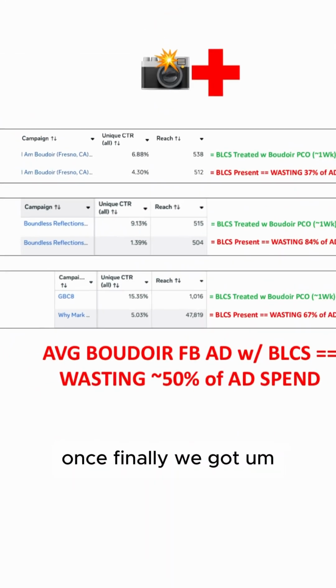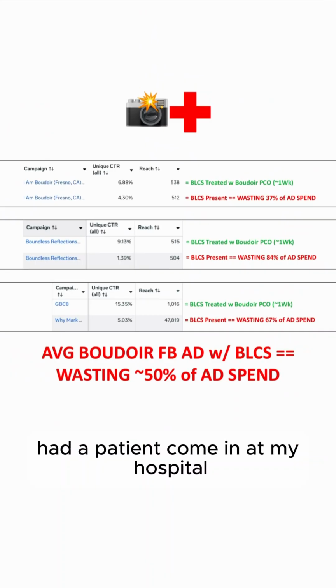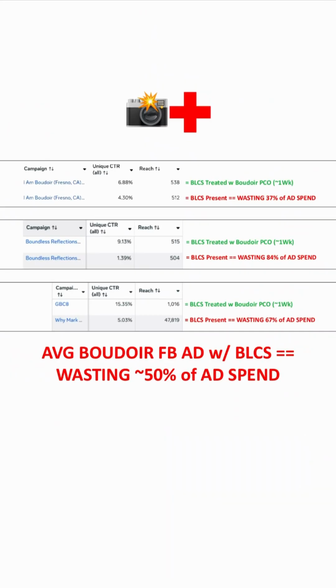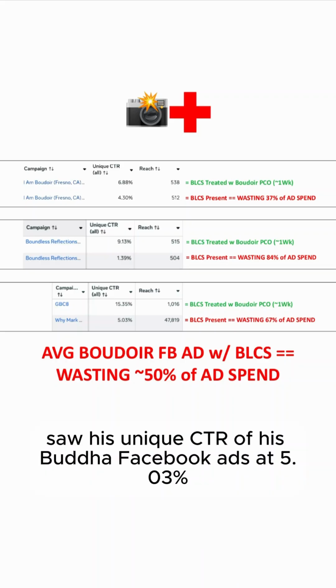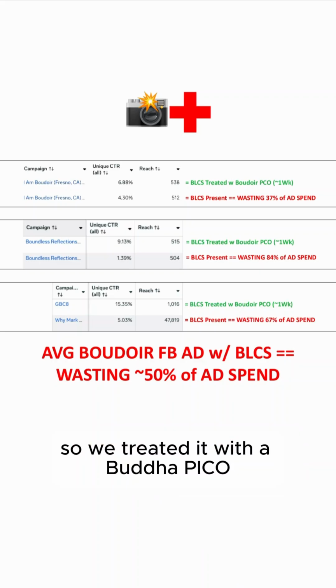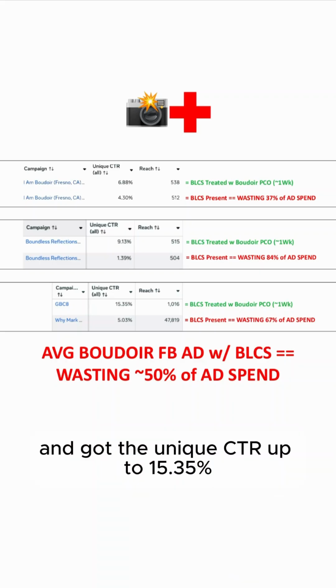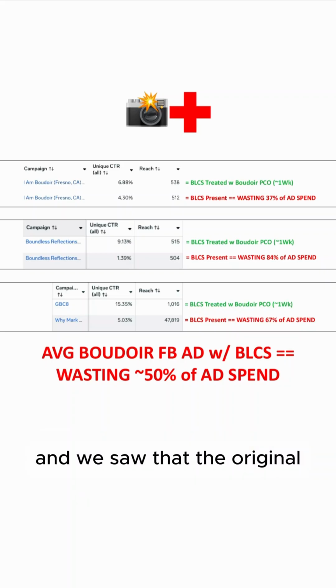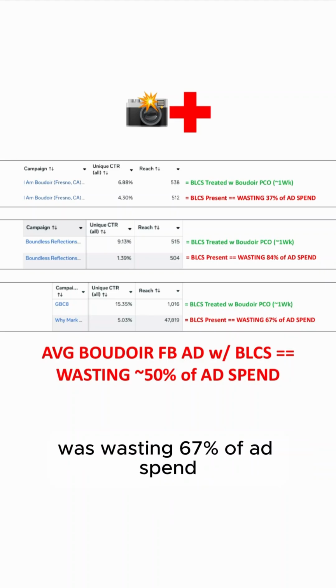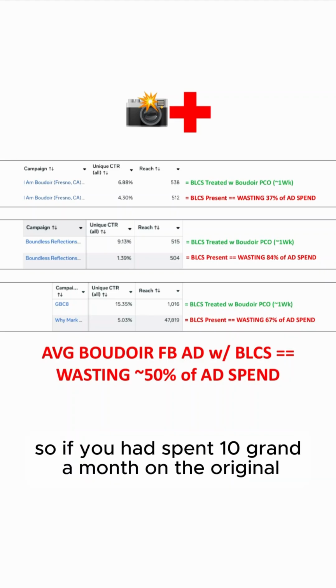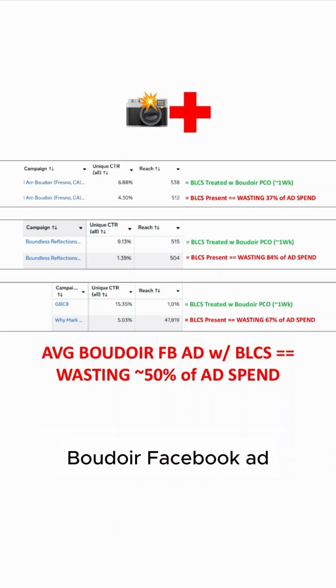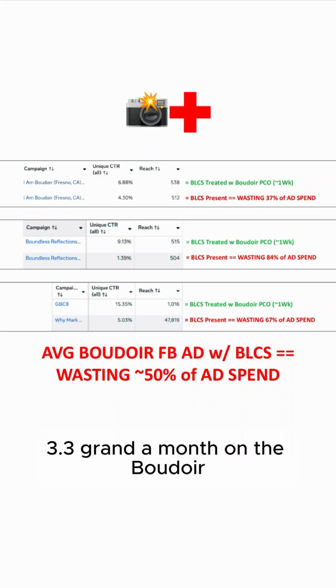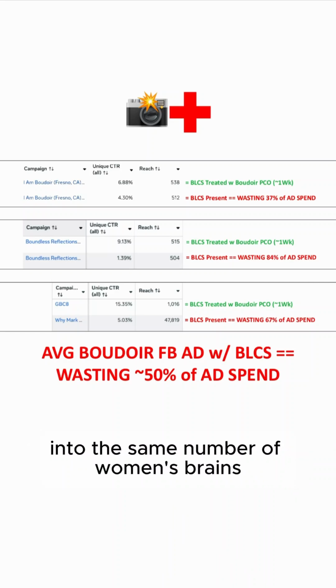Finally, we had a patient come in at my hospital and we saw his unique CTR on his Boudoir Facebook ad was 5.03%. So we treated it with Boudoir Pico, it took about a week, and we got the unique CTR up to 15.35%. And we saw that the original was wasting 67% of ad spend. So if he had spent 10 grand a month on the original Boudoir Facebook ad, now he only needs to spend 3.3 grand a month on the Boudoir Pico treated ad in order to get it into the same number of women's brains.